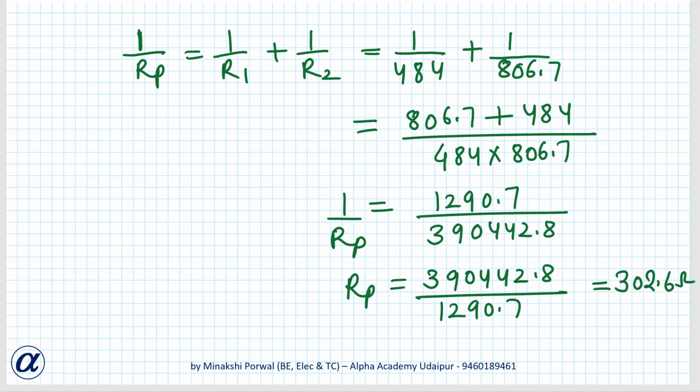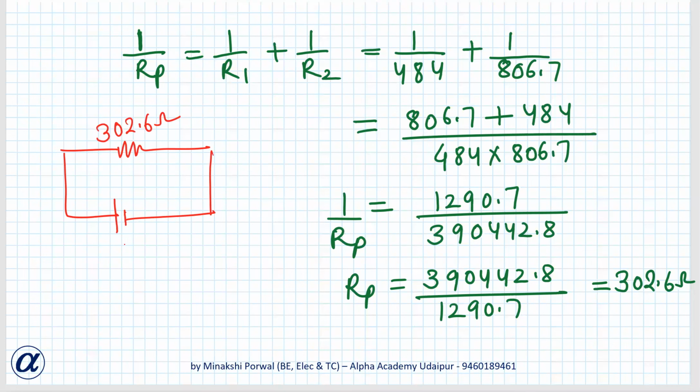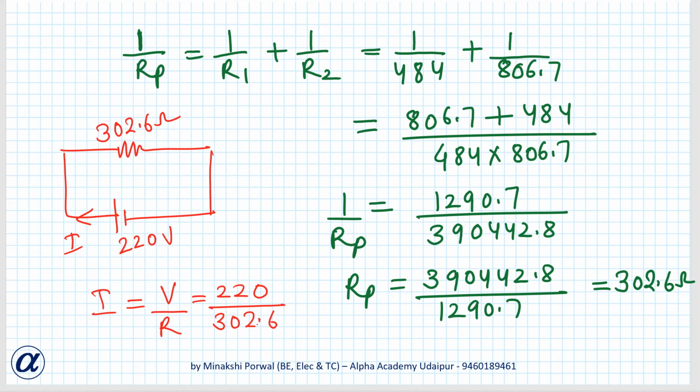Okay, so now the circuit is this way. There is a resistance of 302.6 ohms across this 220 volt, and we are interested in finding this current. So I equals V upon R, that is equal to 220 volt upon 302.6 ohms. When you find this number, it is 0.73 amperes.